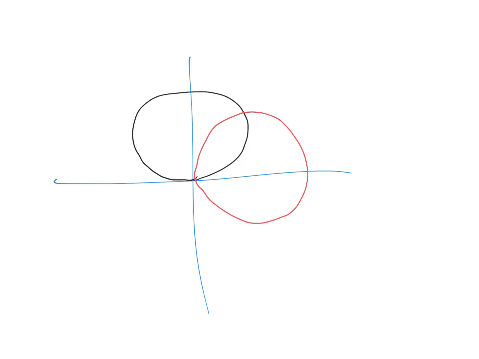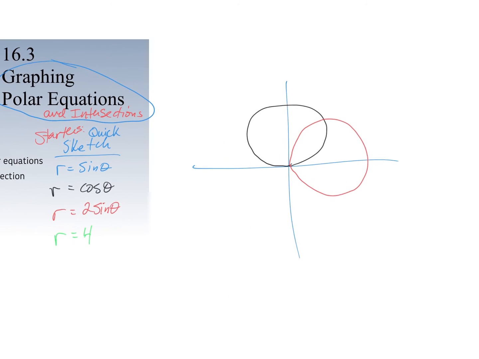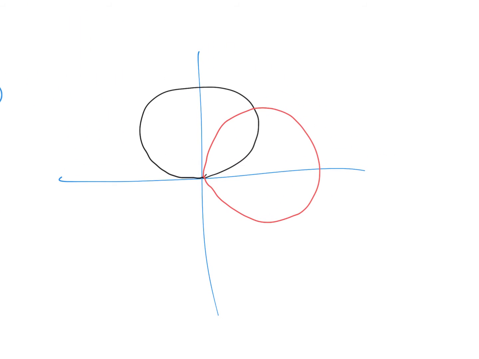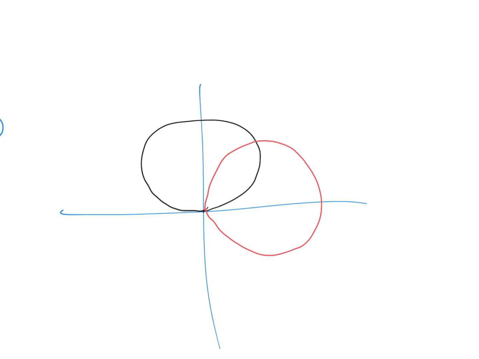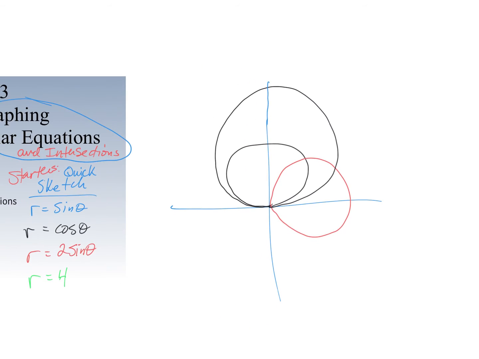All right, so if you were going to graph that first one, I hope you remembered that sine was generally up here, and that cosine is generally over here. And then one of them was 2 sine, so I'll use black again for that one, and it's basically just going to go out twice as far in that direction. And last but not least, r equals 4.